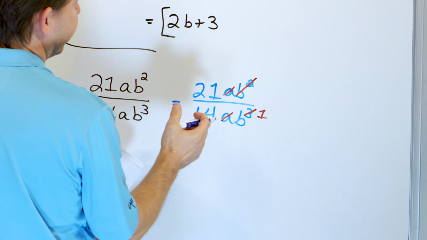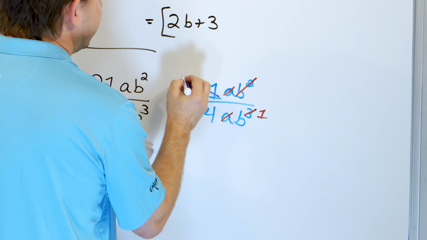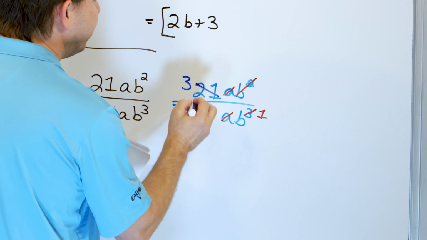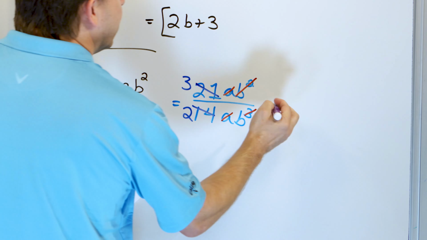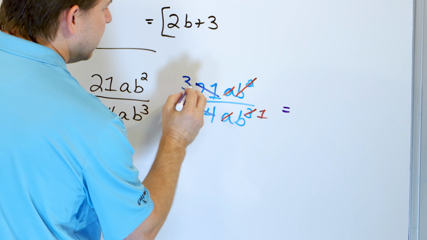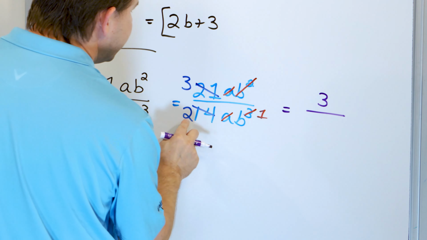And then for the numbers, 21 and 14, I can divide by 7. 21 divided by 7 is 3, and 14 divided by 7 is 2. So the numbers reduce to the fraction 3/2. So what am I going to have on the top? 3. And it looks like I've struck through everything else, so only a 3 is on the top. And then a 2 on the bottom.